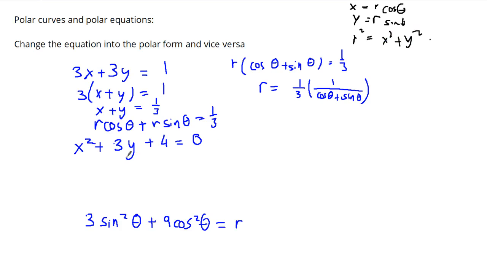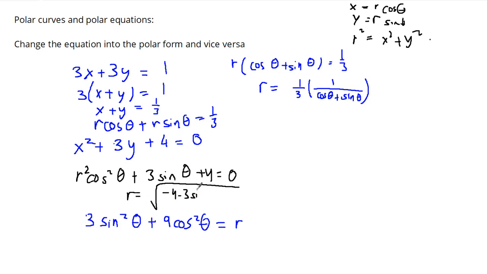x squared plus 3y minus 4 becomes r squared cosine squared theta plus r times 3 sine theta plus 4 equals 0. And what we're trying to find is r in terms of theta. So move everything over there. You will have r is equal to the square root of minus 4 minus 3 sine theta over cosine squared theta. And this is an impossible graph. I think I just made an impossible graph. Yeah, this graph doesn't exist.